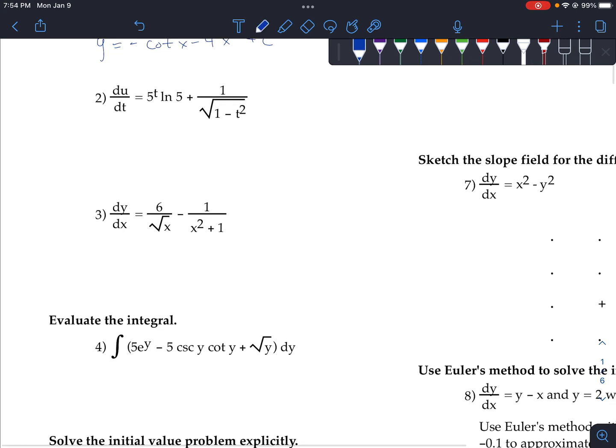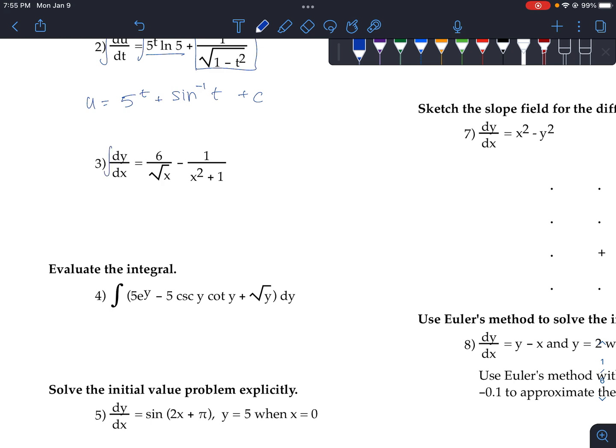For the next one, we'll anti-differentiate, integrate both sides, so I'll get u is equal to 5t as the antiderivative of that term right there. And then this one looks like it's going to be complicated, but that's why I put this in here so that you guys can get used to it. That is a result of the derivative of sine inverse, or arcsine. So plus sine inverse of t plus c.